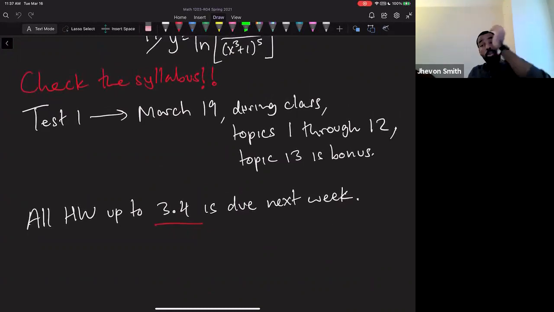This Friday, you'll log into Gradescope instead of logging into class, and you will take the test. The test will cover, if you look through the syllabus, all topics 1 through 12, and topic 13 as a bonus. In regards to practicing for the test, I would recommend you go through the review on the class website.